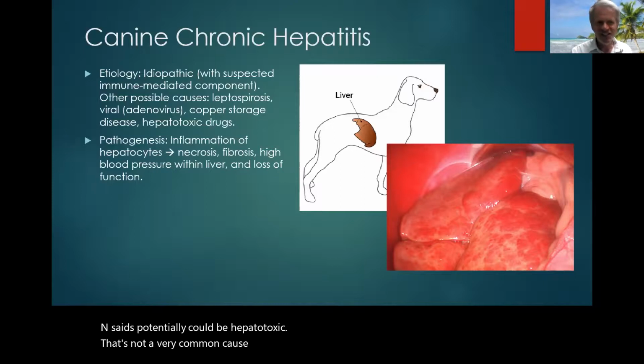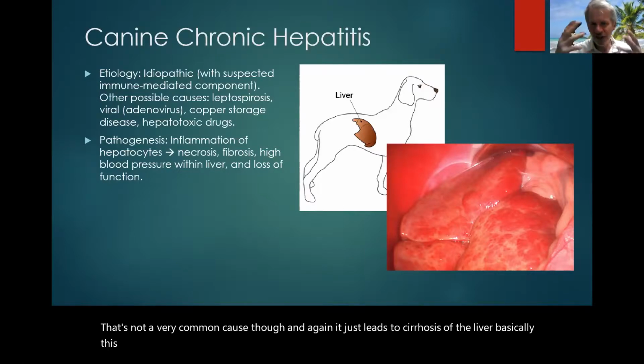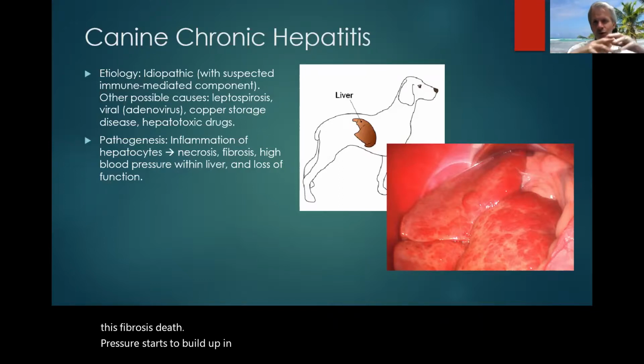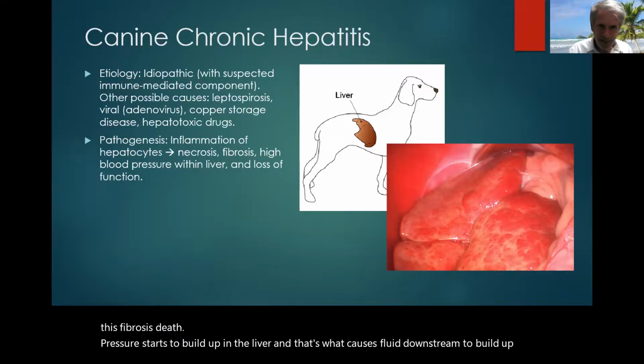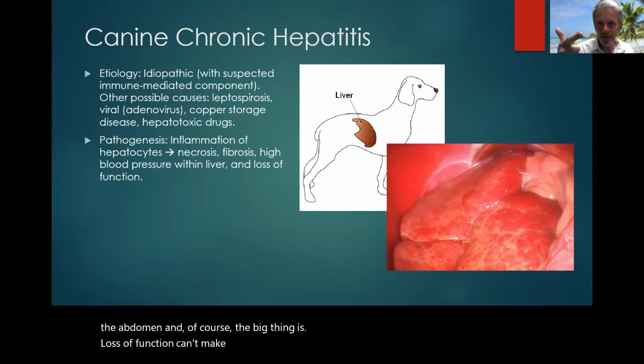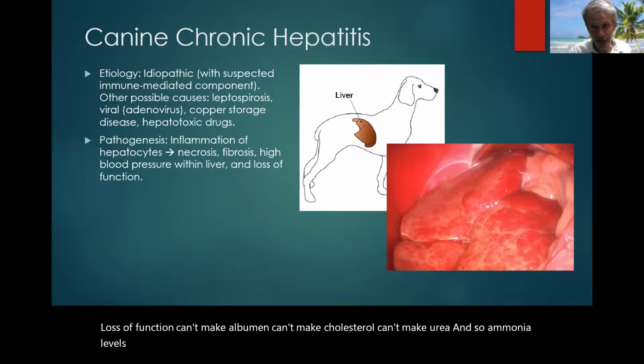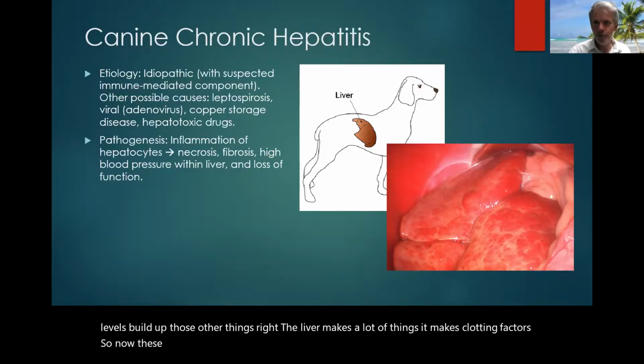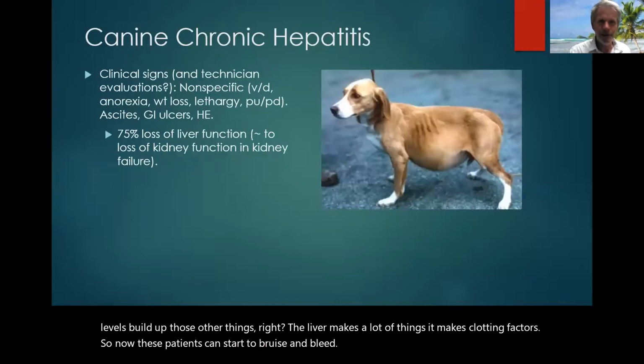And again, it just leads to cirrhosis of the liver, basically, this fibrosis, death. Pressure starts to build up in the liver, and that's what causes fluid downstream to build up in the abdomen. And of course, the big thing is loss of function. Can't make albumin, can't make cholesterol, can't make urea, and so ammonia levels build up. There's other things, right? The liver makes a lot of things. It makes clotting factors. So now these patients can start to bruise and bleed in unusual ways.